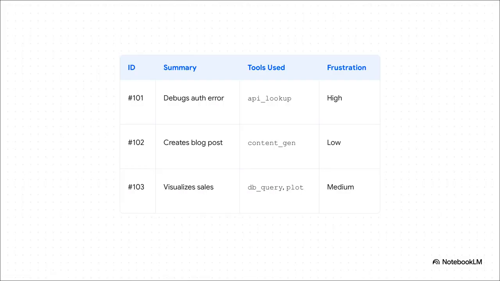And this is what that first step, the extraction, looks like in practice. You're turning those chaotic chat logs into what's basically a clean, structured spreadsheet. Once you have this, you can slice and dice the data just like any other data set to see what people are doing and, more importantly, where they're getting stuck.